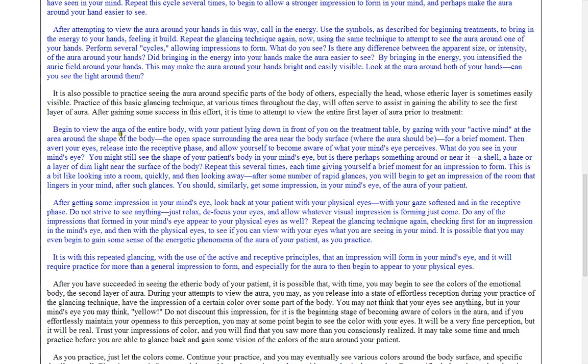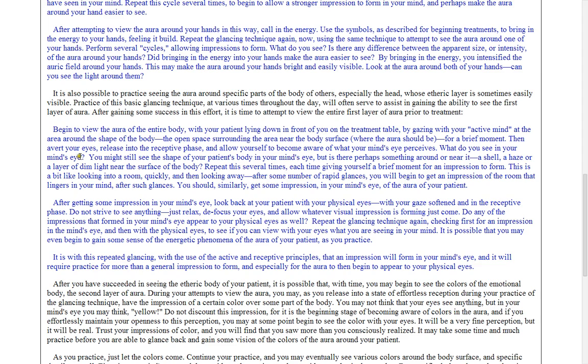So begin to view the aura of the entire body with your patient lying down in front of you on the treatment table. By gazing with your active mind at the area around the shape of the body, the outline, the open space surrounding the area near the body surface where the aura should be, for a brief moment, actively focus on this outline.